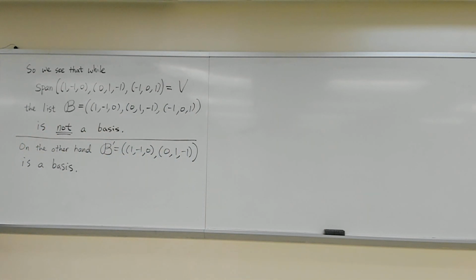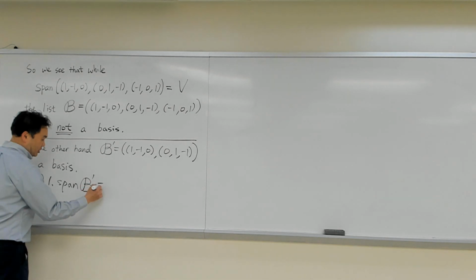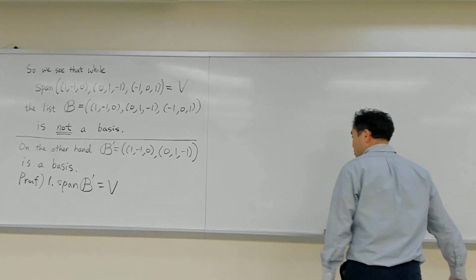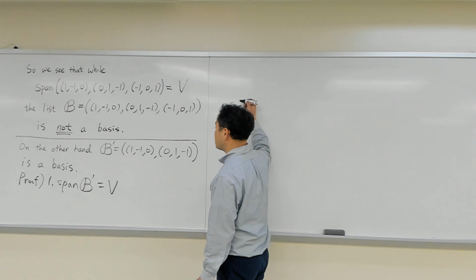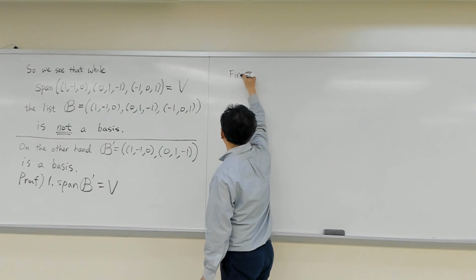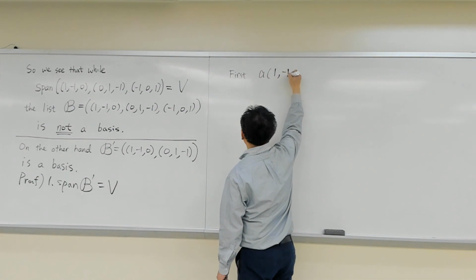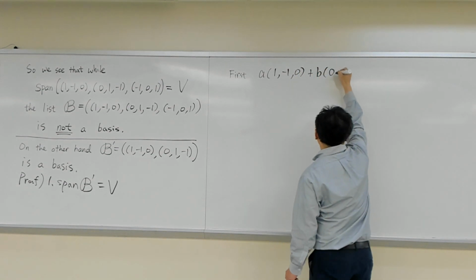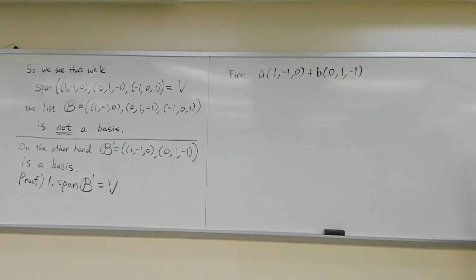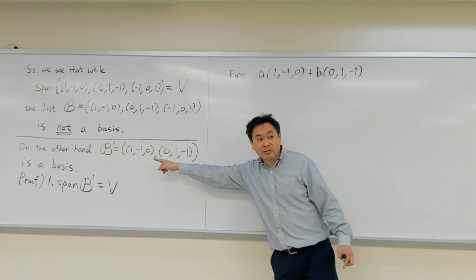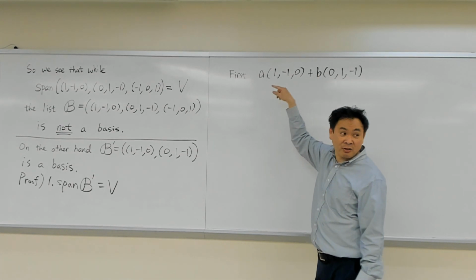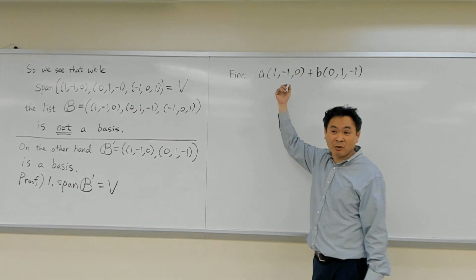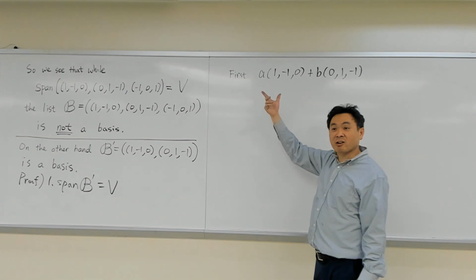Well, first of all, so proof. Number one, span of this beta prime is indeed V. How do you know? Well, first, A times 1, negative 1, 0 plus B times 0, 1, negative 1. So what am I doing? I'm taking each of the vectors in this list and multiplying some constant in front of it. So I'm doing scalar multiplication for each of the vectors and I'm adding them up. What is this thing called? It's called a linear combination. Okay, so I'm taking a linear combination.